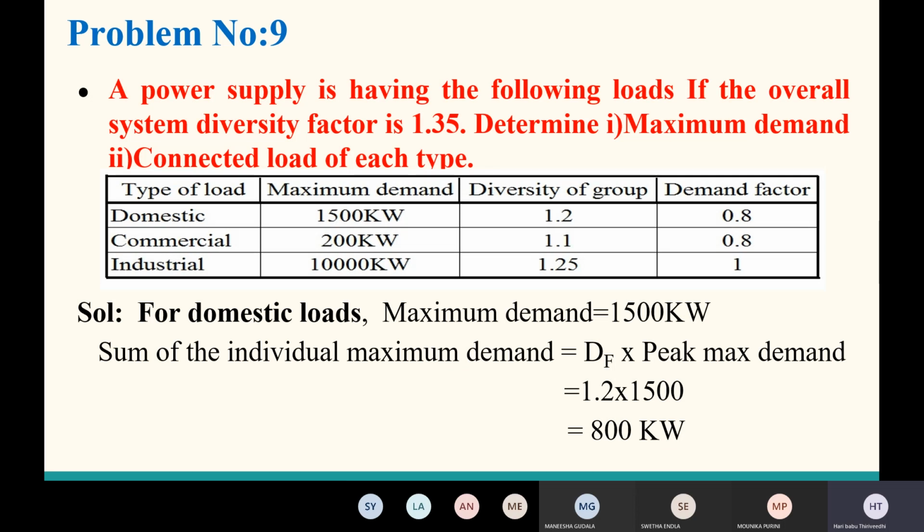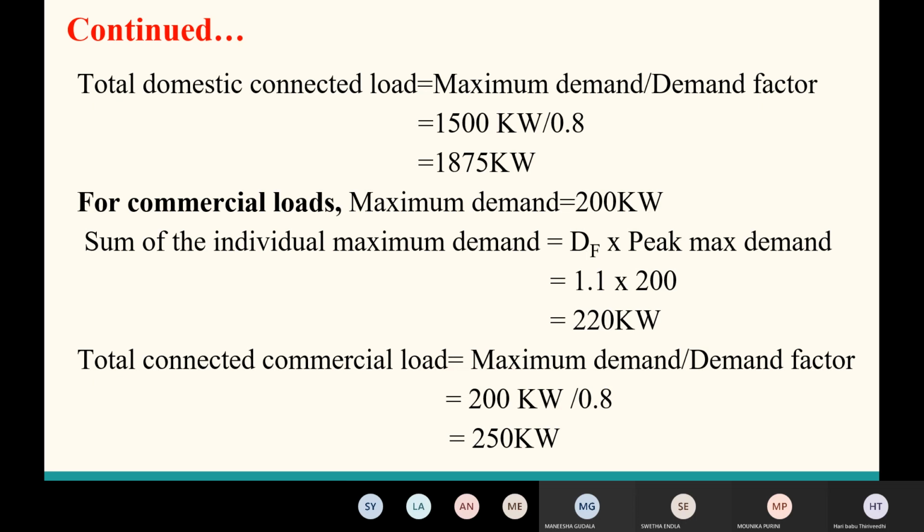Therefore, first one, domestic load. Connected load is equal to 1.2 into 1500 divided by 0.8, that is equal to 2250 kilowatts.